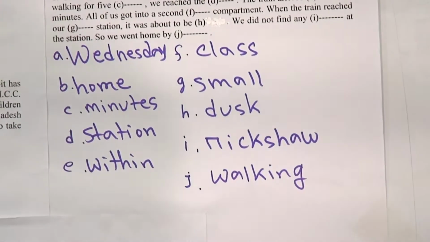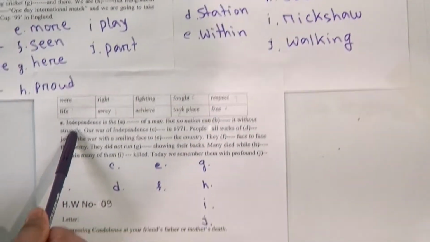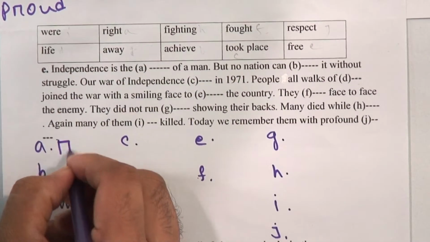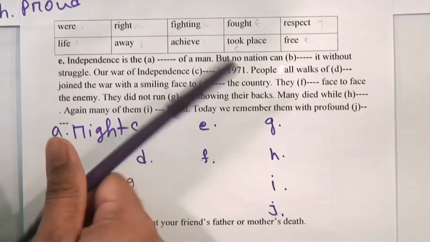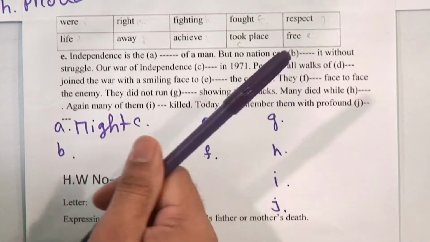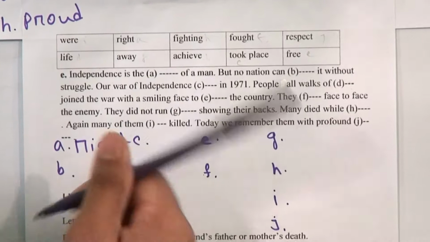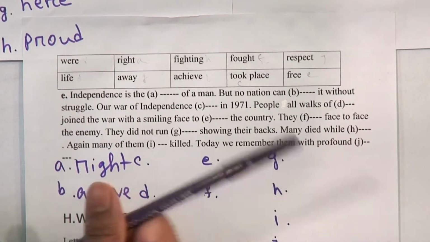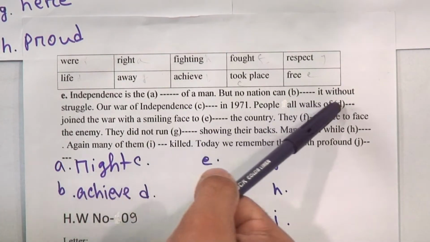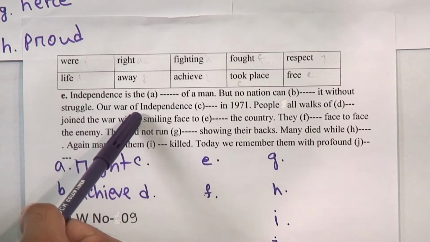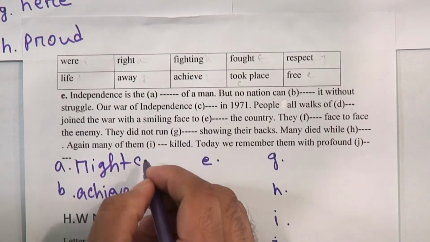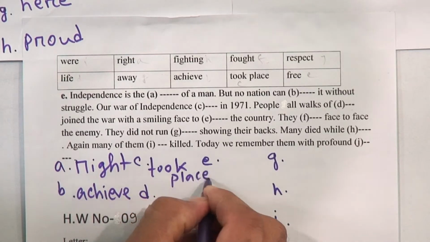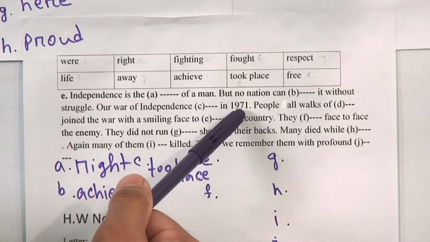Okay, that is also done. The last one is here, number E. Independence is the right of a man, but no nation can achieve it. Where is the word achieve? Achieve is here. No nation can achieve independence without struggle. Our war of independence took place. Here we should write took place. When did it take place? In 1971.